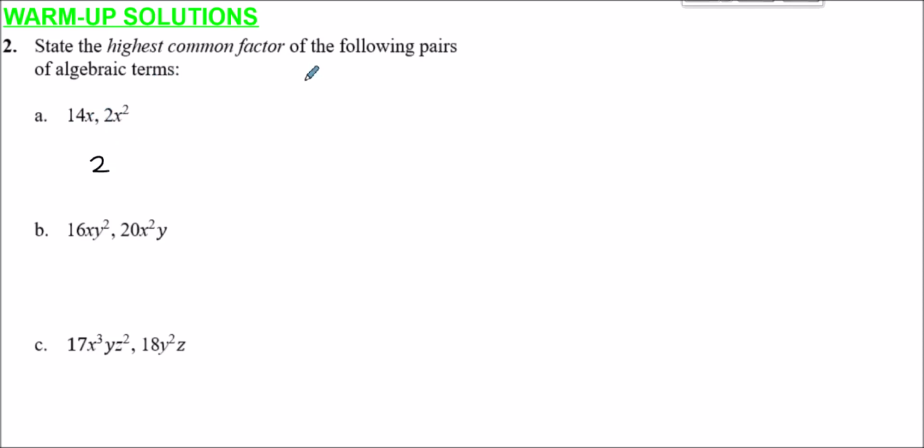Then we have x and x squared. So what's the highest common factor of x and x squared? That's just going to be x itself. And so the highest common factor of these two terms must just be 2x.